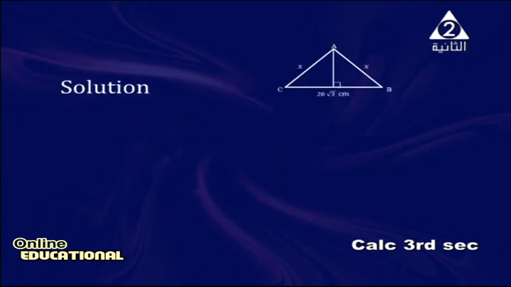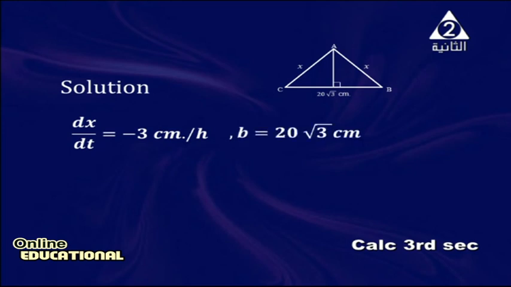Now we have an isosceles triangle ABC, and we let the length of the two legs be x, and the length of its base BC equals 20 root 3 centimeters. The rate of decrease of the length of the two legs equals -3 centimeters per hour, and the length of the base BC equals 20 root 3 centimeters. What is the rate of change of the area with respect to time?